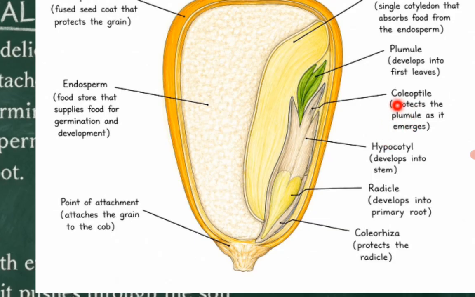And then we have a coleoptile, which protects the plumule as it emerges. And then we have the hypocotyl, which develops into the stem. The radicle is that part of the seed that develops into primary roots. And lastly, we have what is called the coleorhiza. The coleorhiza protects the radicle.